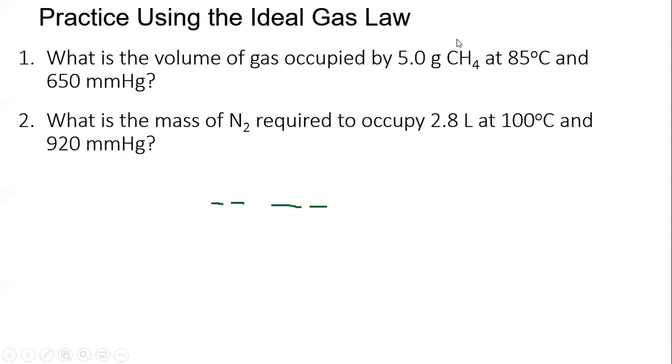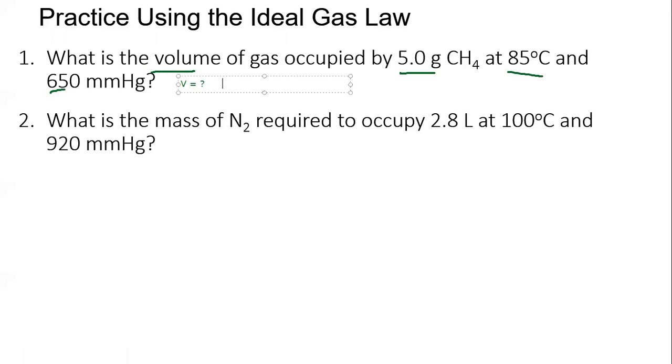So here, let's look at 2 examples involving the ideal gas law. First, we want to know what volume is occupied by 5 grams of methane at 85 degrees Celsius and 650 millimeters of mercury. So we have this gas, we have 5 grams of it, it's at 85 degrees Celsius, 650 millimeters of mercury. What volume does it occupy? So notice here that nothing is changing. We're given 3 properties of a gas, and we're asked to calculate the 4th property. So what we're looking for is volume.